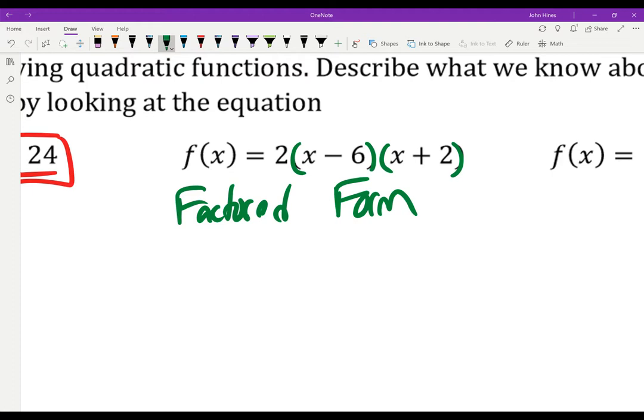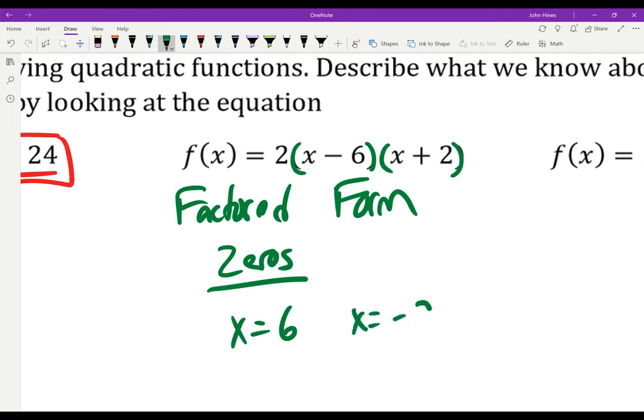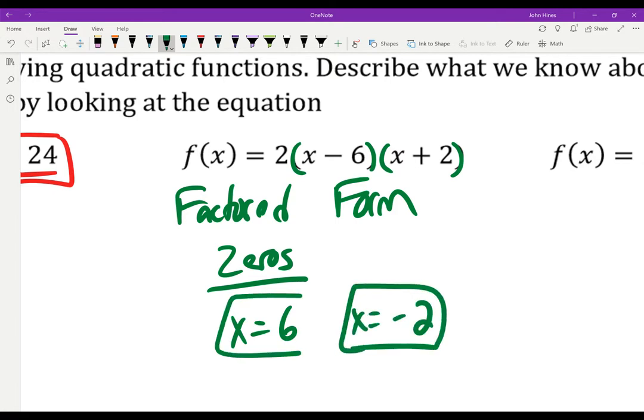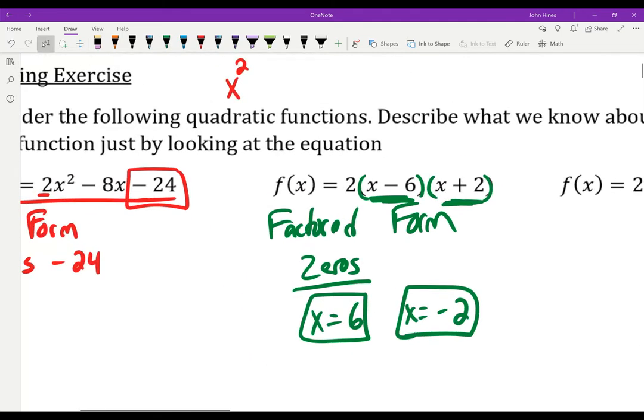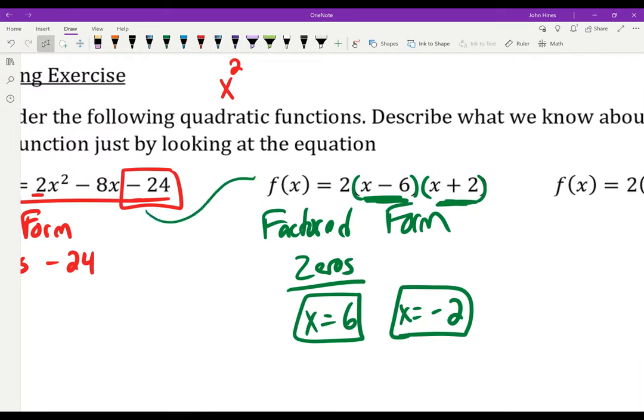So what this tells me is the zeros. The zeros of this function are 6 and negative 2. I can quickly tell you that because I just applied the zero product property really fast. What makes this factor 0? 6. What makes this factor 0? Negative 2. So standard form's great, but we can factor it to get into factored form.